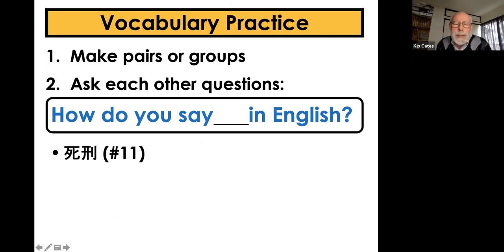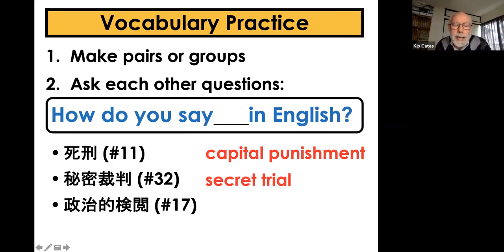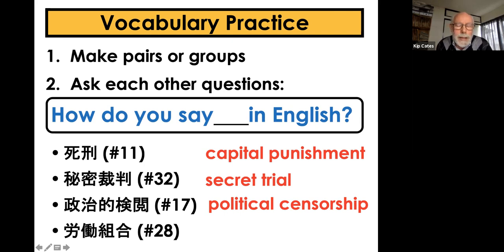That's capital punishment. Naruhodo. Number 32 is himitsu saiban. How do you say that in English? Secret trial. Good. Number 17 is seijiteki keitsu. How do you say that in English? Political censorship. New vocabulary. Number 28 is rodo kumiai. How do you say that in English? Trade union. So before we start with the ranking, we do a lot of vocabulary, and students are acquiring this special set of political, human rights, legal words, which are also very useful for civil, for current events, newspapers, and media.